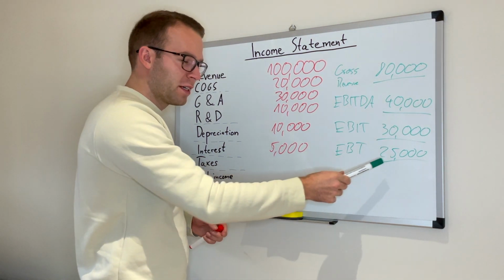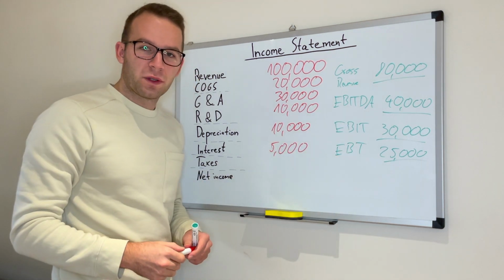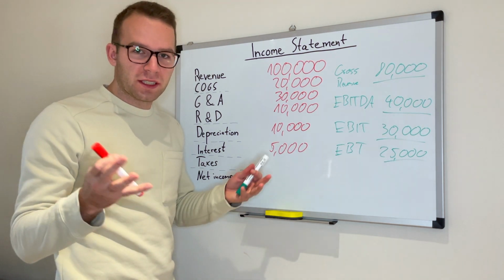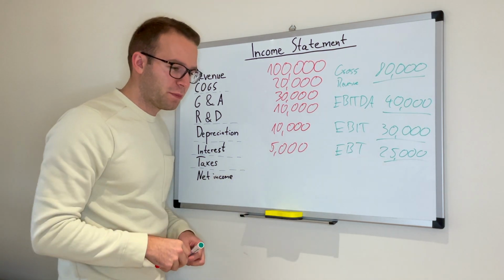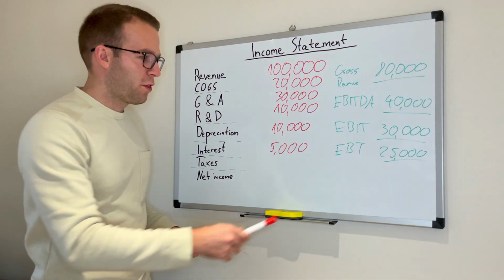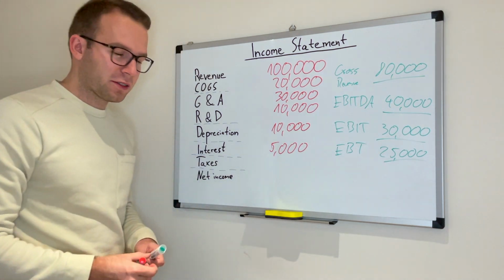So on this figure now, that's our basis to calculate the taxes that a company has to pay. And I just assume in our case that the company had to pay a corporate tax rate of 30%. So 30% of 25,000 is 7,500.